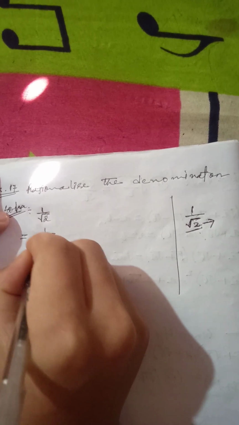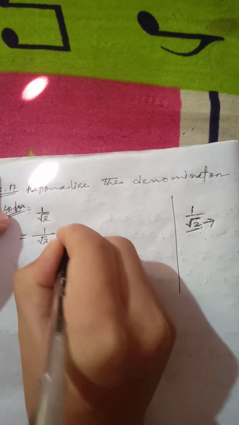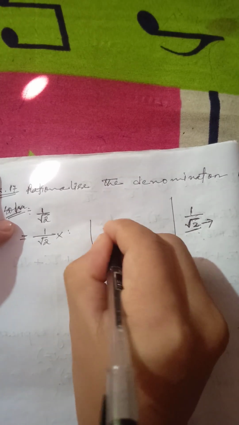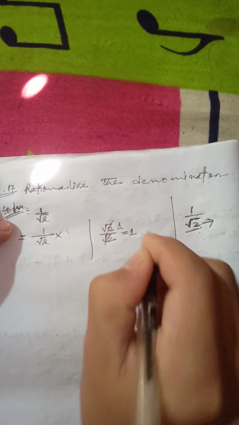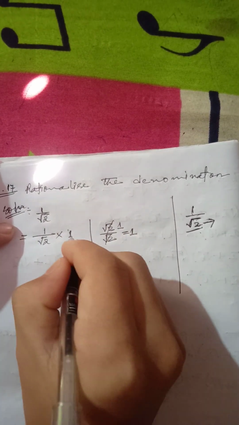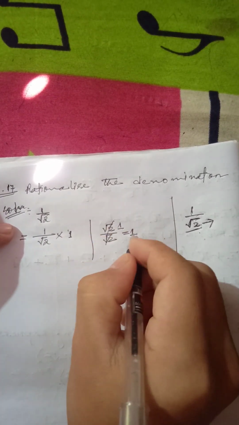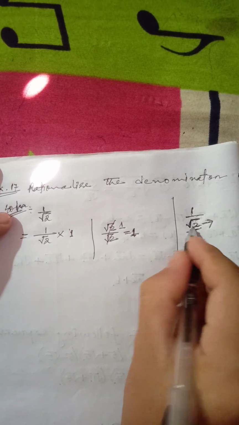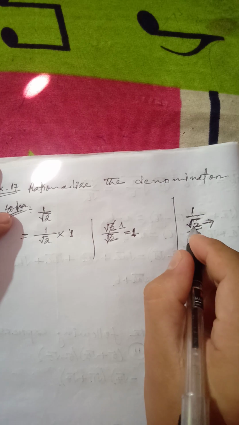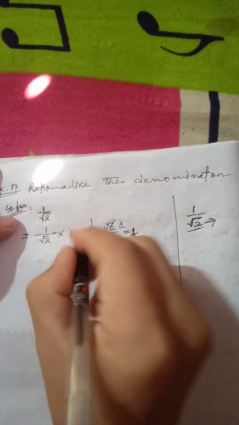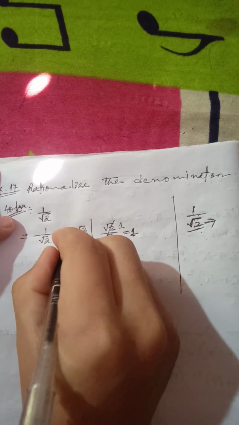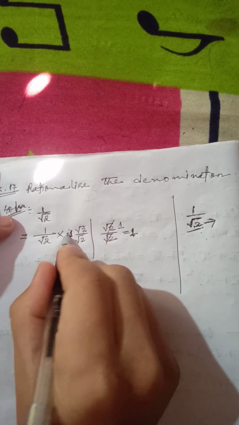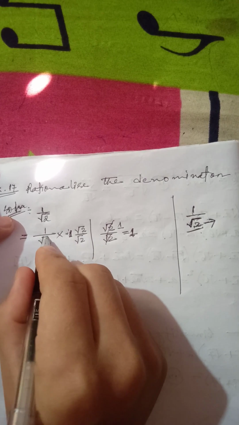Then how can we do it? That is 1 by root 2. Root 2 divided by root 2 will give you 1. So here let us put 1. In order to convert this number into a rational number, we have to put root 2 divided by root 2. If you get this, it is the same, that is 1. So if you multiply 1 with this, then it will get this.